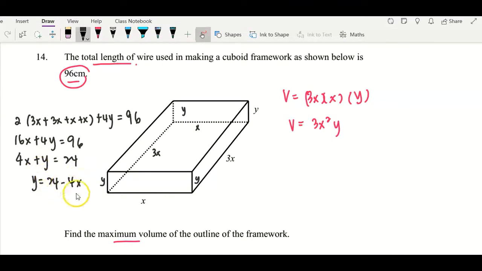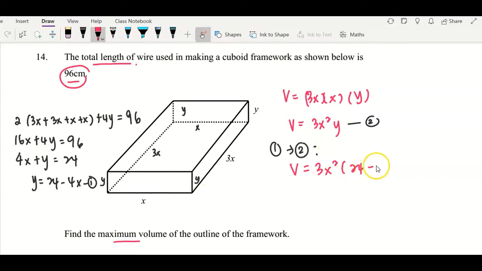Why do I need this? Because I need this to substitute into my V, so that my whole expression for V will become all in terms of x. Alright, so now we're trying to substitute this equation 1. I note this as 2. Substitute 1 into 2. I got my equation like this: V equals 3x squared, with y substituted as 24 minus 4x. Then you might expand it so that it is easy for you to differentiate. We get V equals 72x squared minus 12x cubed.